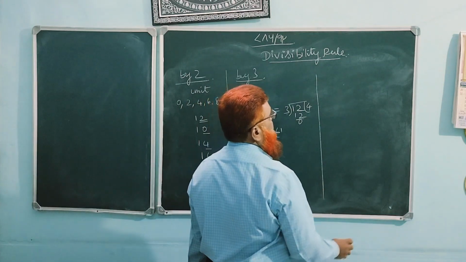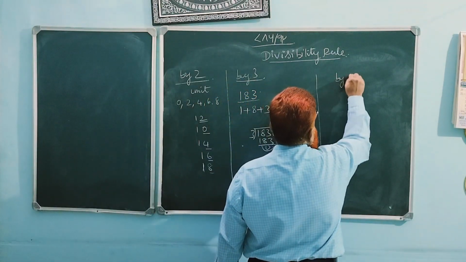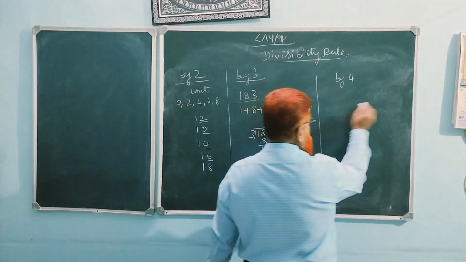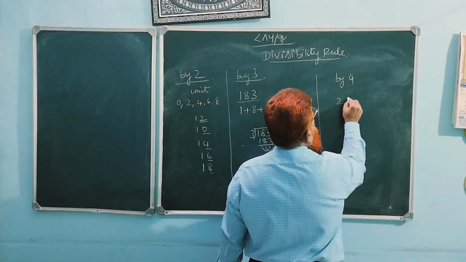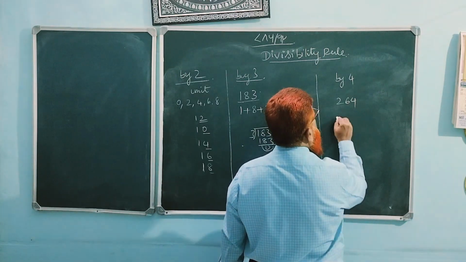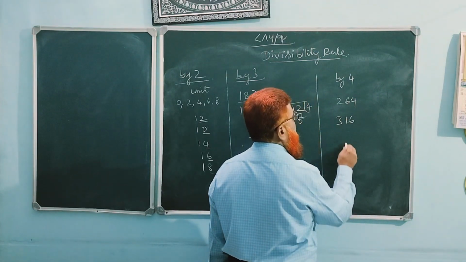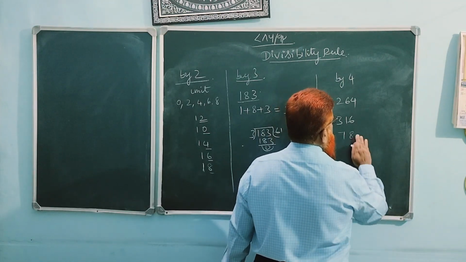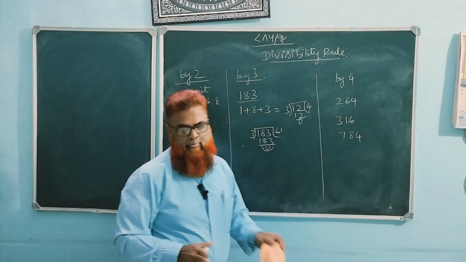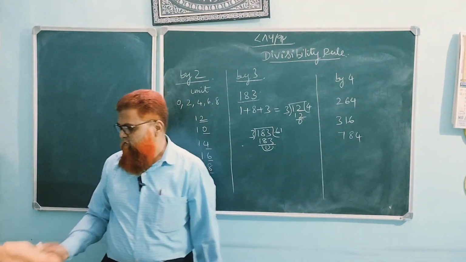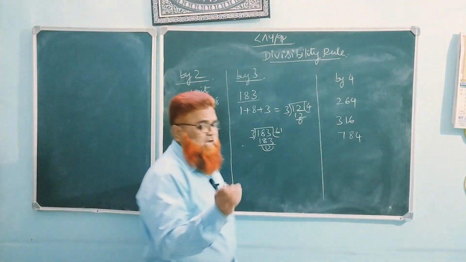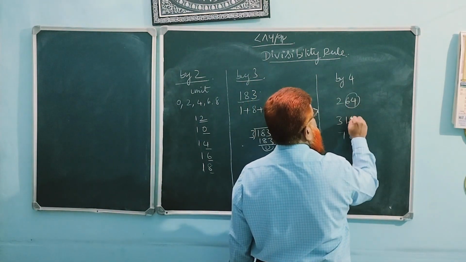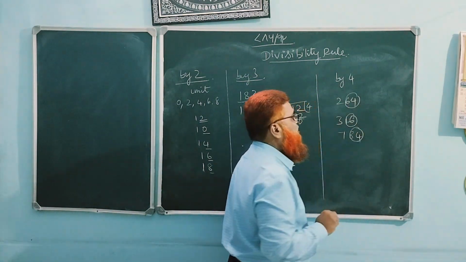Now coming to divisible by 4. What is the true test for divisibility by 4? We will see 264, 316, 784. When you see these, the rule says that a number is divisible by 4 if its last 2 digits are divisible by 4.